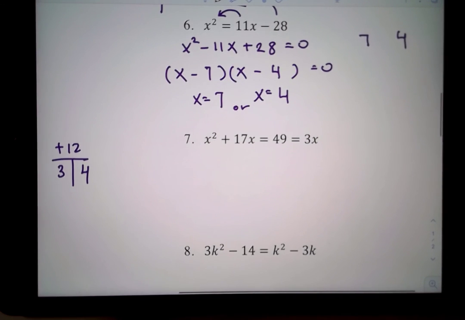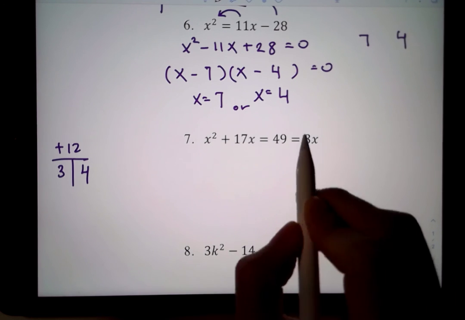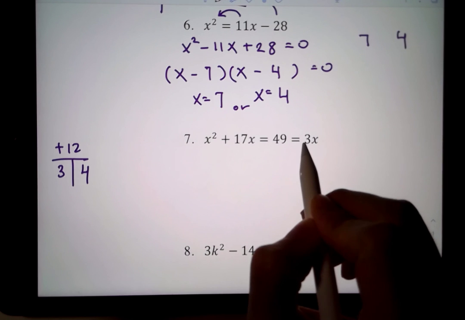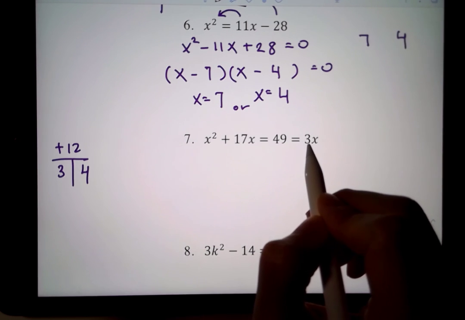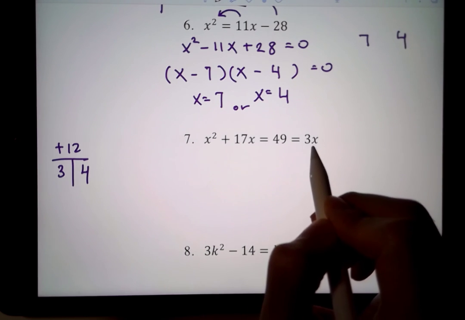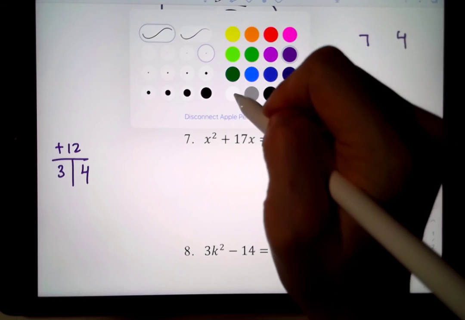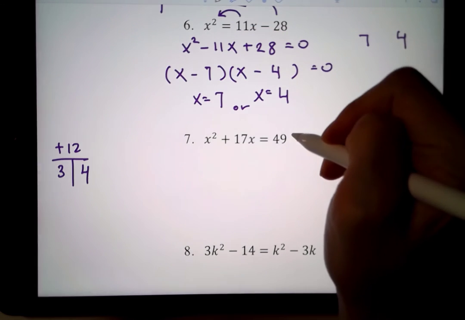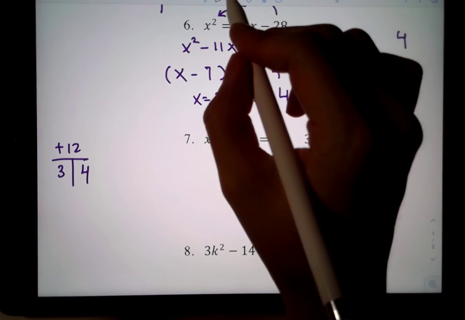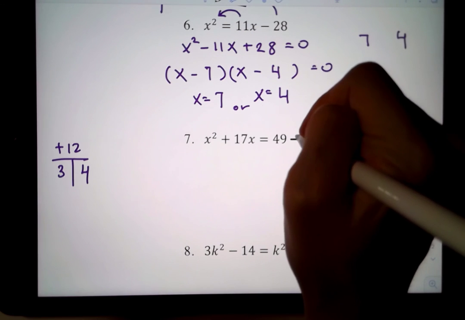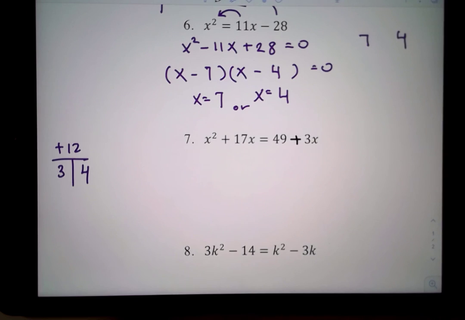And number 7, what is this? I think this is minus, guys. Wait. No, that's plus, guys. This is plus. Fix it. This is plus. Okay.